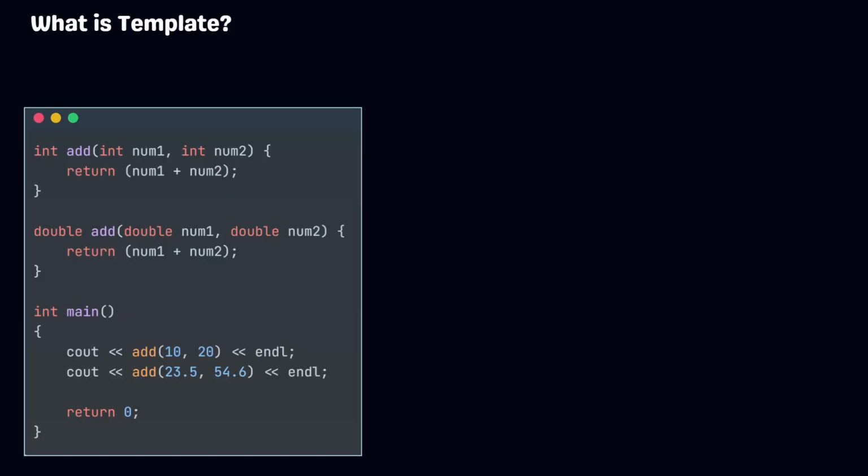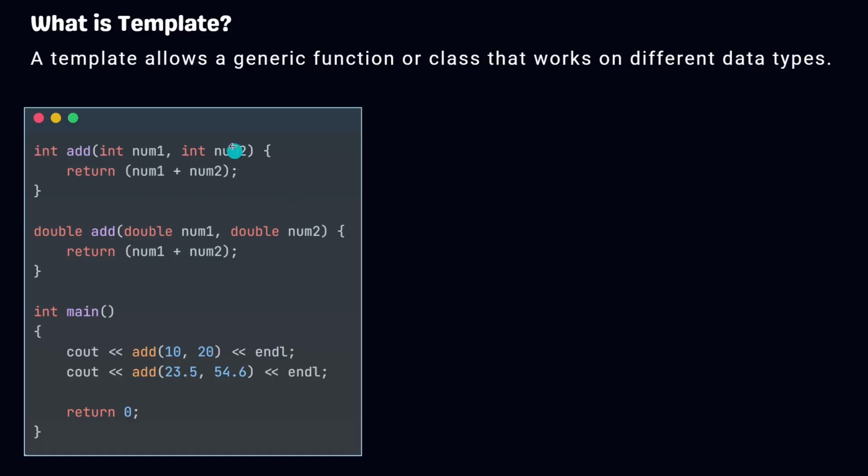So what is the template suggesting? Create only one generic method for all the data types. Let's read the definition of the template here. A template allows a generic function or class that works on different data types. That means we will create only one add method that supports all the data types, instead of writing an individual add method for each data type.